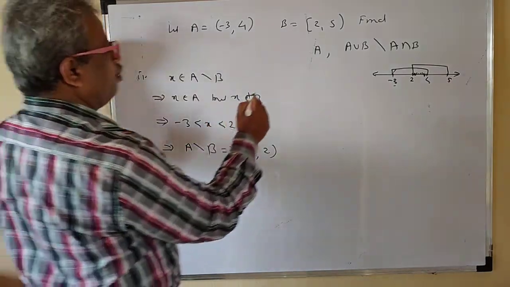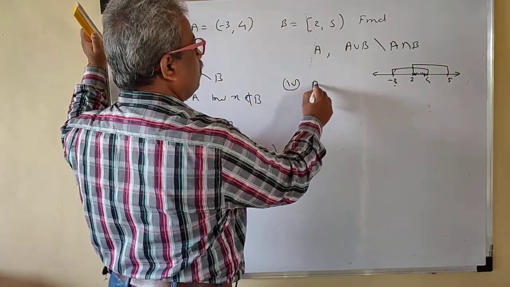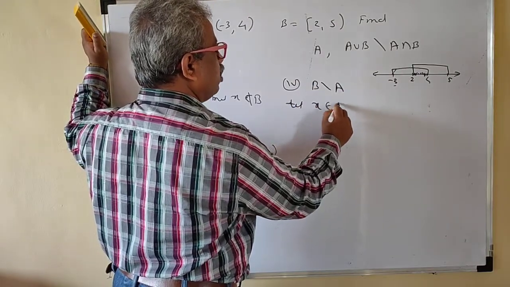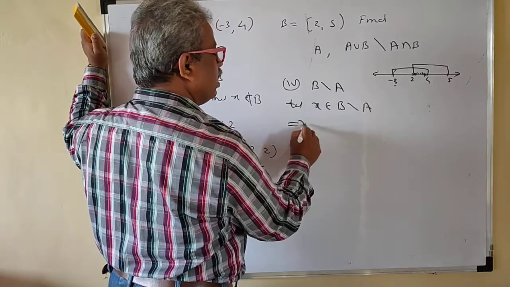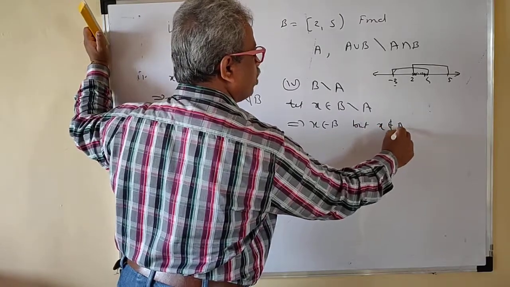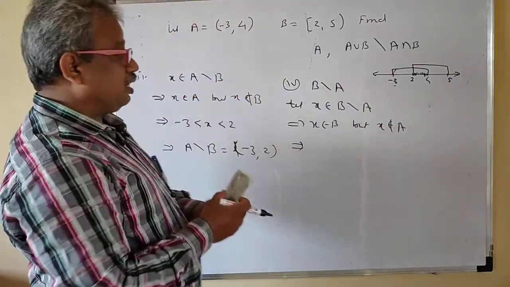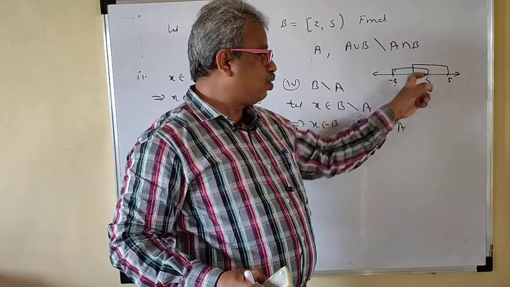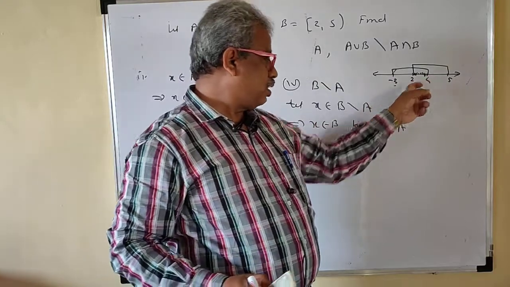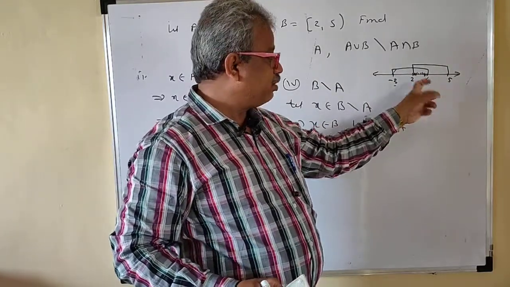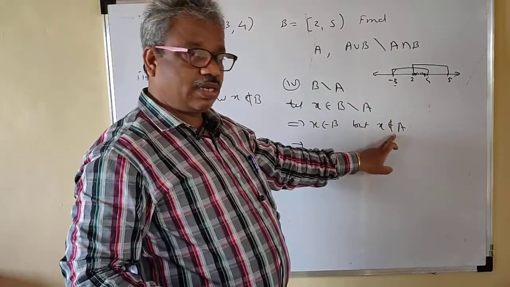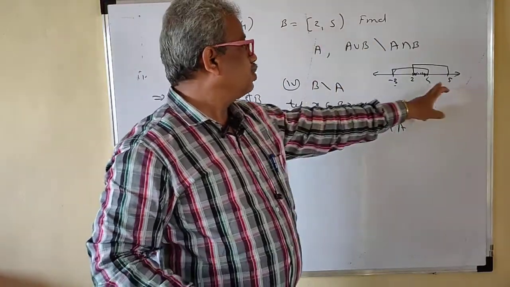Now let me take the fourth problem: B minus A. So let x belong to B minus A. What does this imply? x belongs to B, but x does not belong to A. Now see these elements here. 2 to 5, the elements are in B. The numbers lie between 2 to 4. 4 is not in A now, but 4 is in B. 5 is not in B.